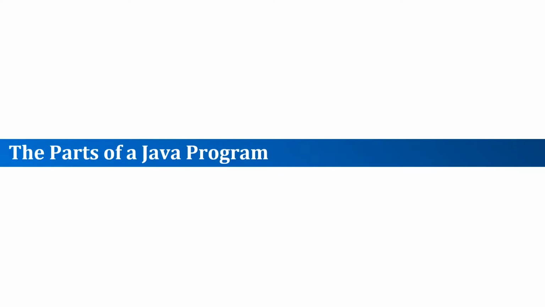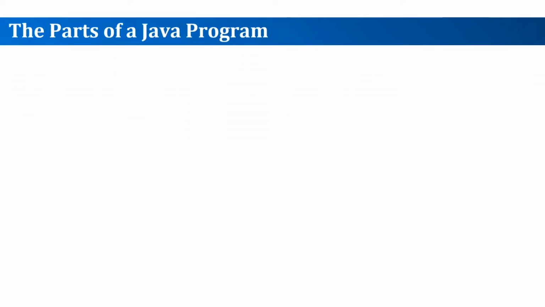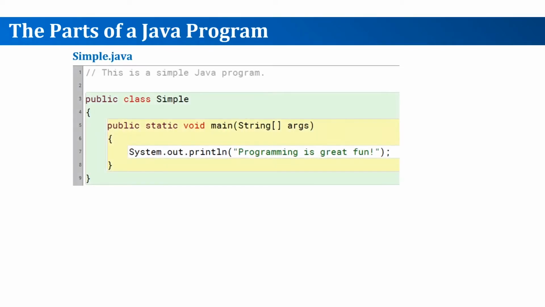In this video, we will get familiar with the parts of a simple Java program. The goal is to get some sense of the general structure of a Java code. You don't have to understand everything in this code for now, so don't worry if any part of the code doesn't make sense. This is a simple Java code called simple.